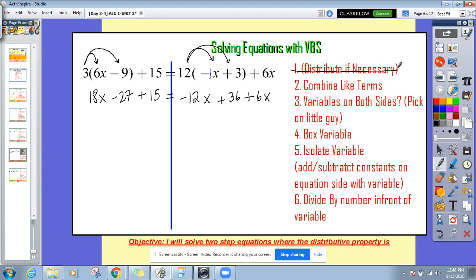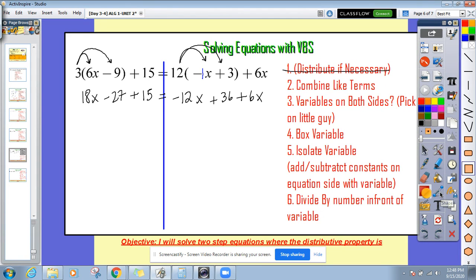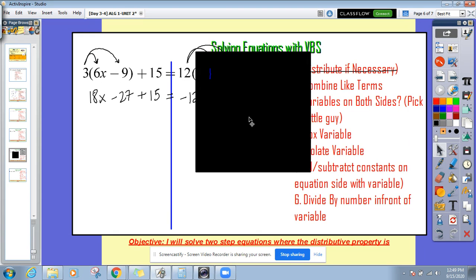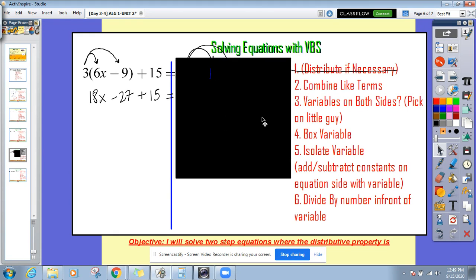We're now going to see, do I need to combine like terms? Remember, when we do this combining, we only want to look at one side of the equal sign at a time. So I'm going to cover this side up and we're going to work this problem out. So we have 18x minus 27 and 15. If I get my highlighter out, I can see that the negative 27 and the 15 are both constant, so those are going to combine.